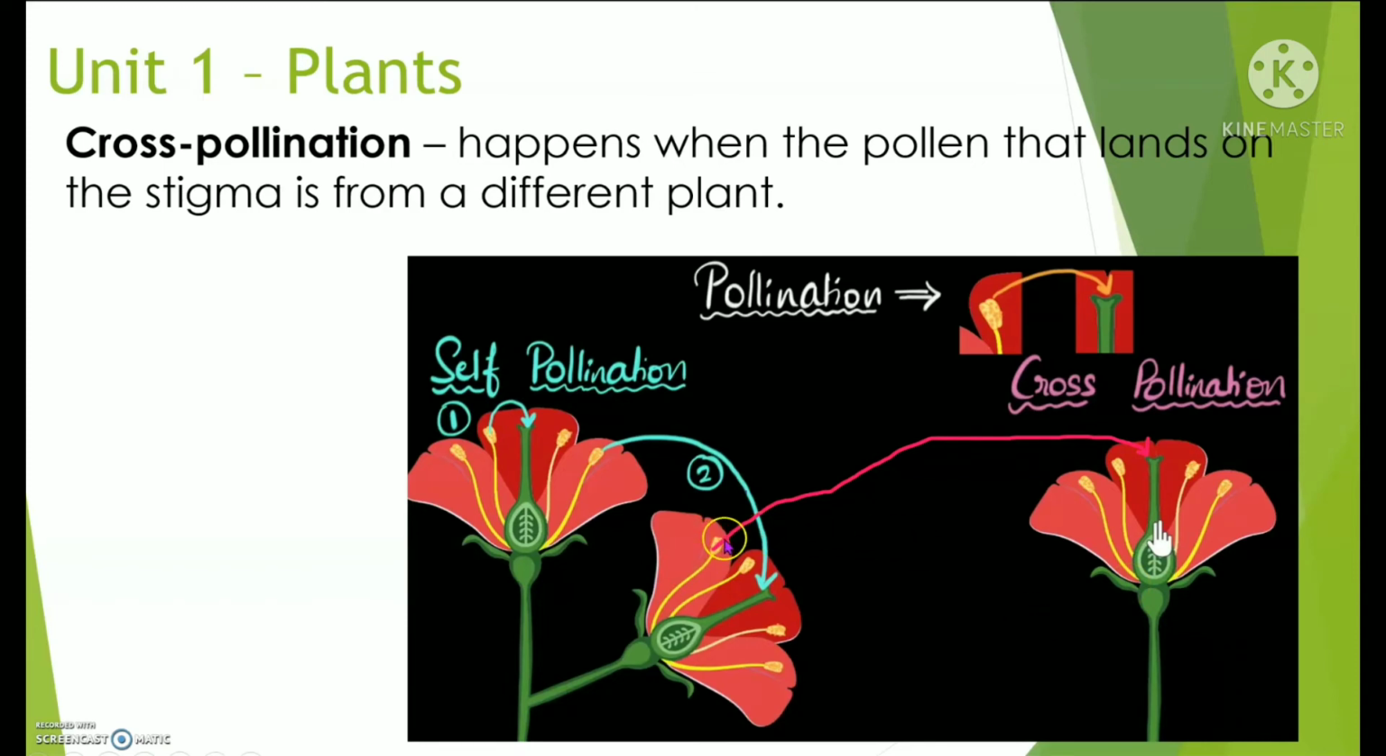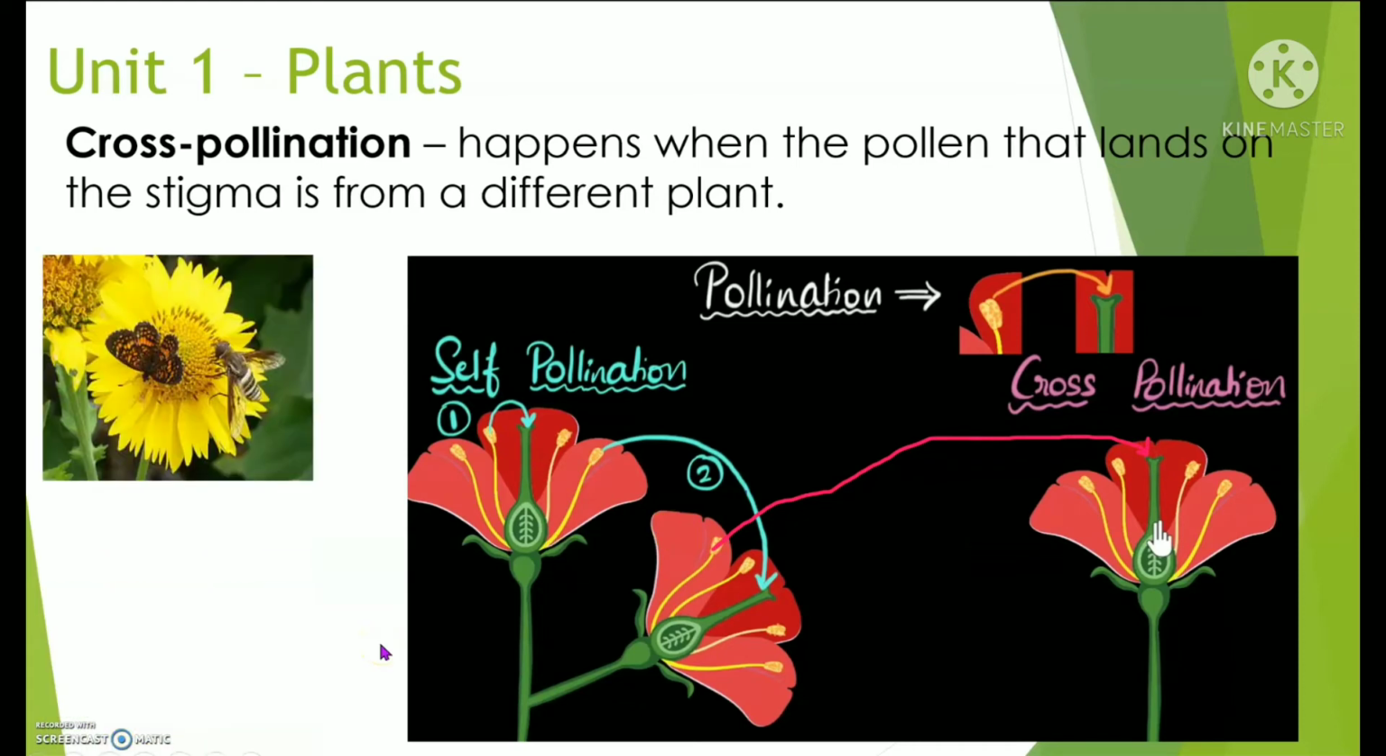Okay, when the pollen grain from this plant transfers or crosses and lands here on the stigma, it's called cross-pollination, okay? When the pollen grains from this plant transfer to another flower's stigma. Okay, how does that happen? We also have agents for cross-pollination.